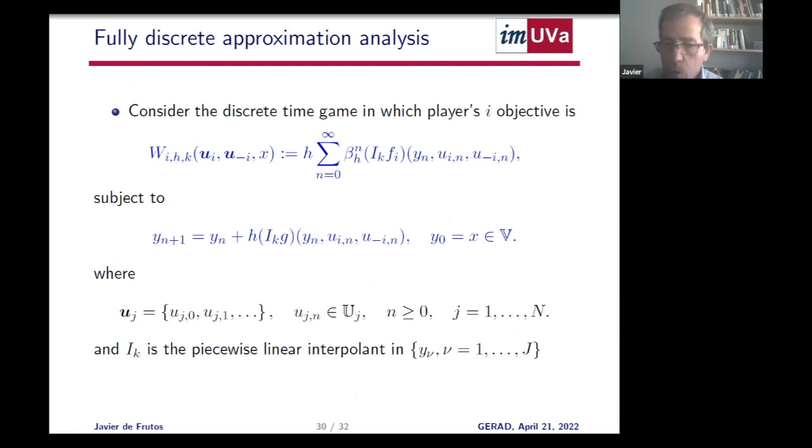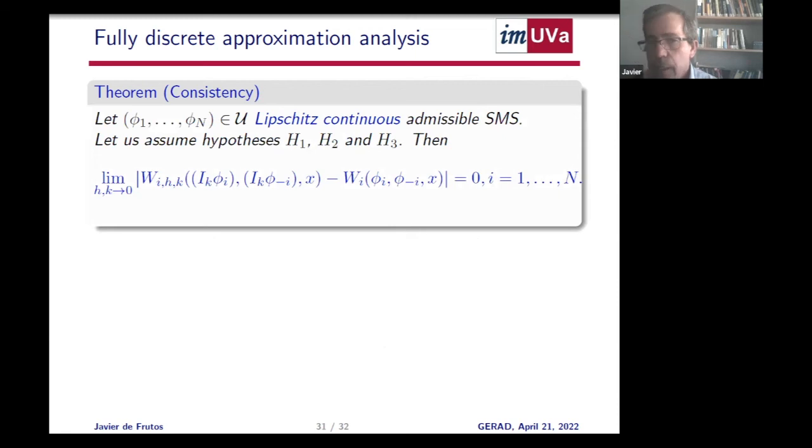So we have a very nice interpretation of this discretization as the following. We are solving a discrete time game in which we have substituted the function fi and the function defining the dynamics by the piecewise linear interpolant of this function on the same grid that we have used. So we have again an interpretation of this space discretization as an optimization problem for this discrete time problem. And if we do that, you can show that this piecewise linear function is the value function for this game. And then we have a similar consistency theorem.